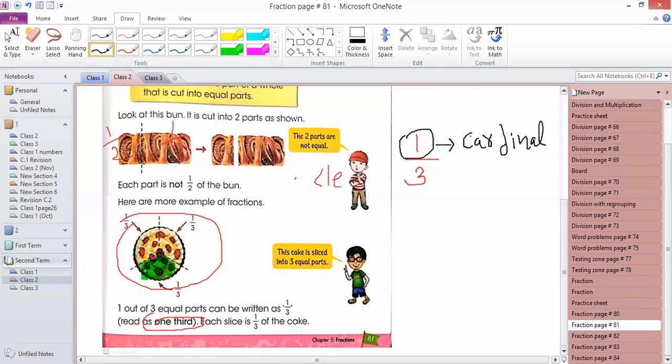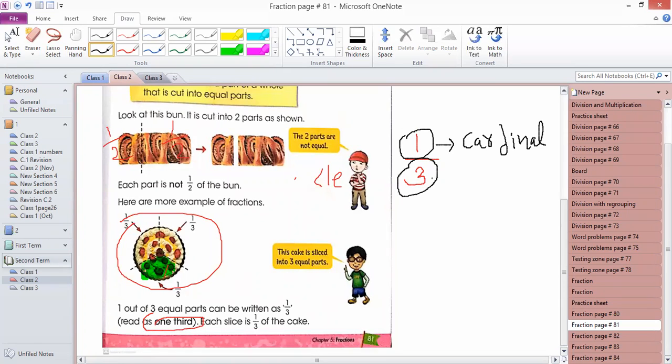To count how many balls there are, how many cakes, how many pencils I have, how many wheels there are in a car, how many ACs there are in your home. Whatever numbers you use for counting are cardinal numbers. So for the numerator, you will always use a cardinal number.